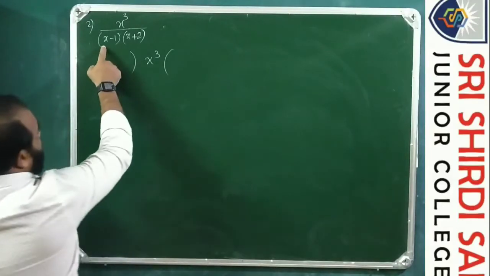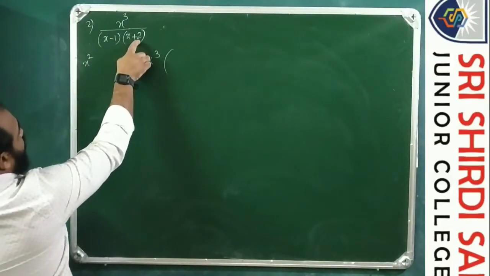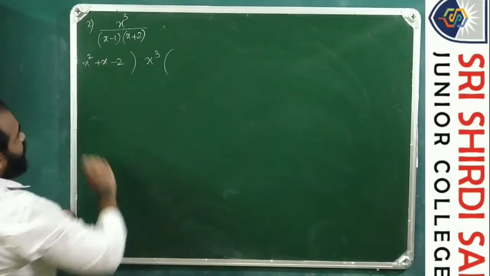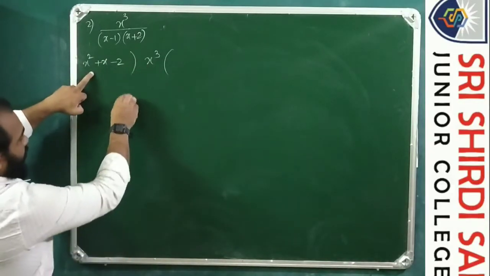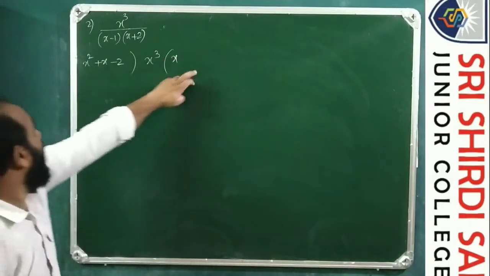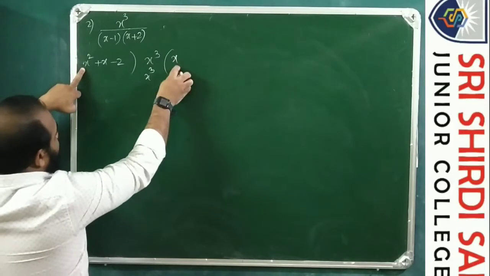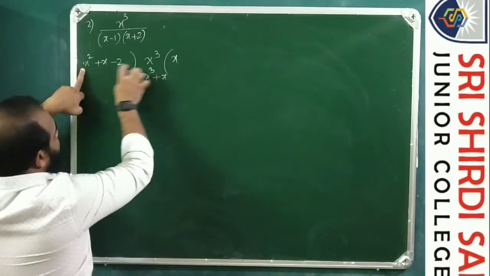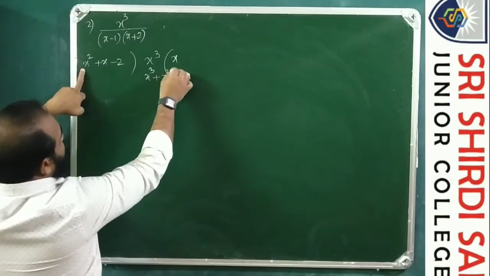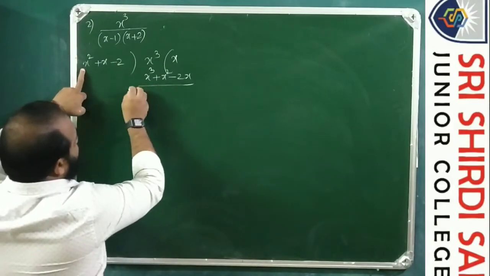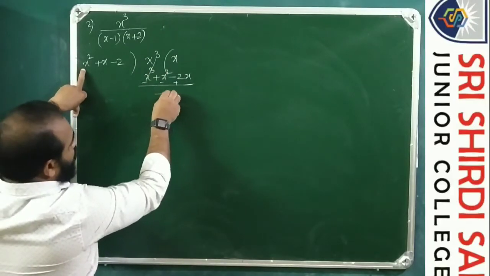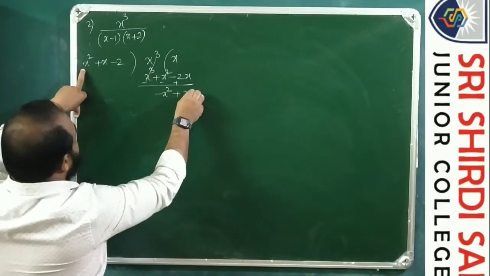Now this is x into x, x square, x into 2, 2x, minus x, so plus x, minus 1 into 2 is minus 2. So x cube by x square, so x times: x into x square is x cube, x into x is x square, x into minus 2 is minus 2x. Then the subtraction. So this is minus x square plus 2x.